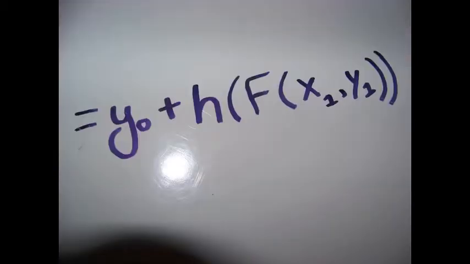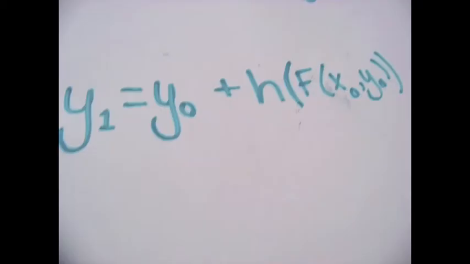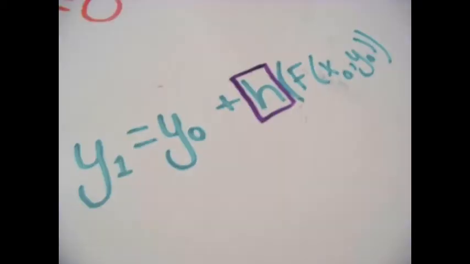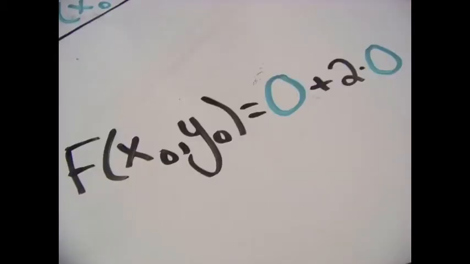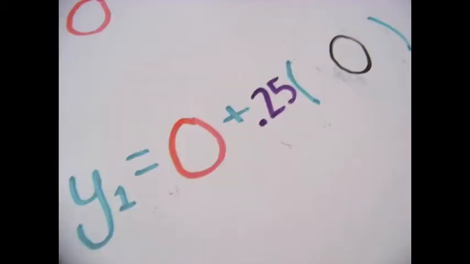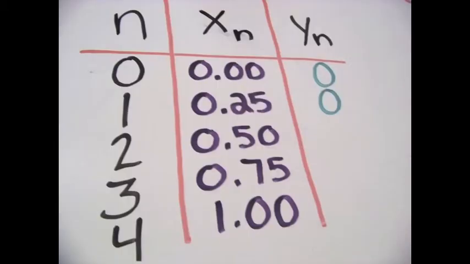Then, to find y_n, we will use our equation that we found for the tangent line. We start this process by finding y1. We know that h is 0.25 and that y0 is 0. The derivative at (0, 0) is 0. So y1 equals 0. So we can put that in our table.